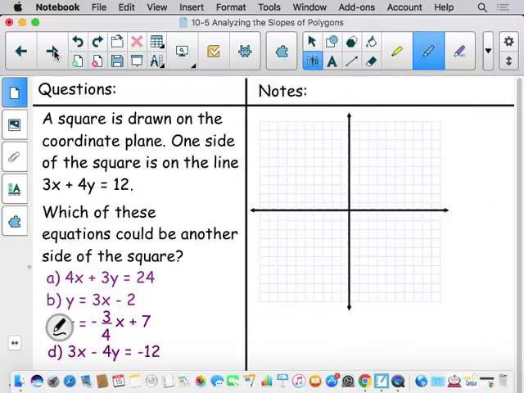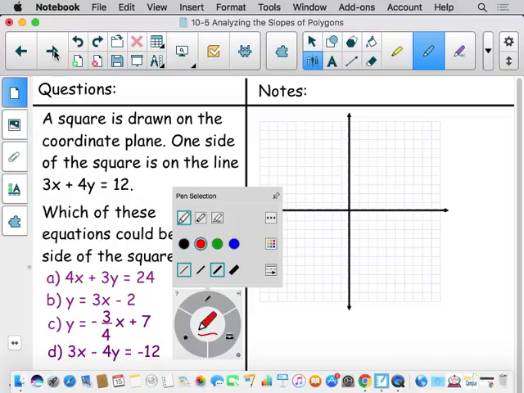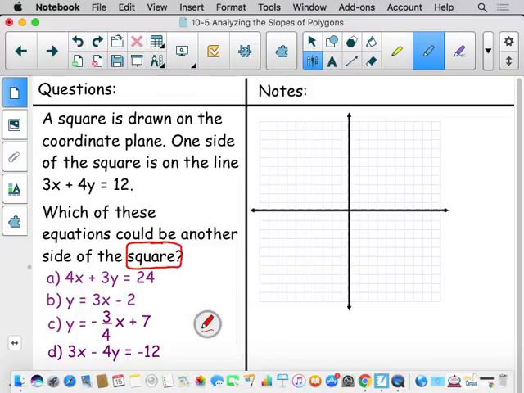Our last example says a square is drawn on the coordinate plane. One side of the square is on the line 3x plus 4y equals 12. Which of these equations could be another side of the square? All right, so we are talking about a square here. And the characteristics of a square are that there would be 4 right angles and 4 congruent sides.